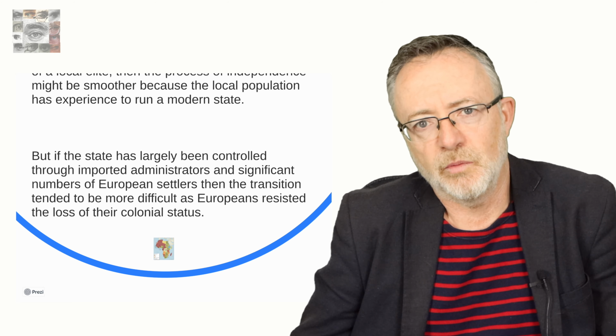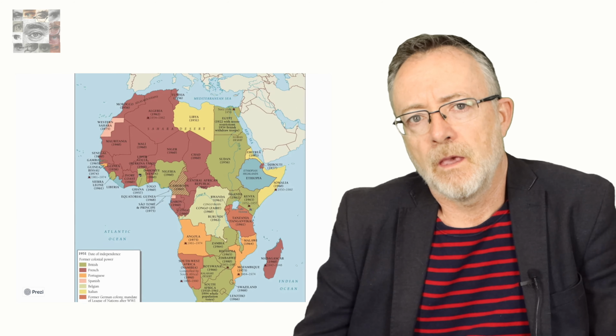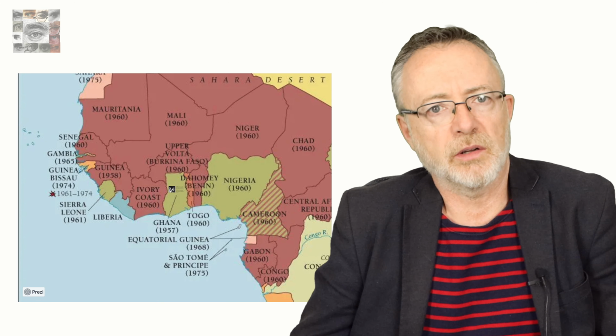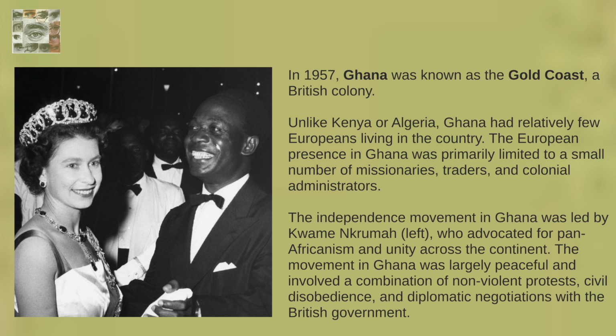Now again, we need to look at some examples to make sense of this. If we look at West Africa, we have the example of Ghana, which as part of the British Empire was known as the Gold Coast. For historic and economic reasons, there were very few European settlers in the Gold Coast, and governments followed the usual British pattern of indirect rule.